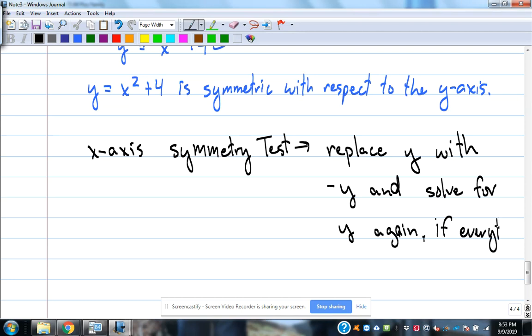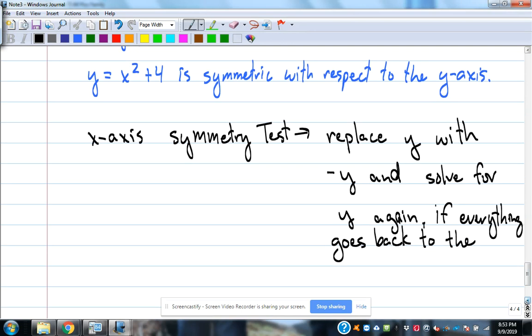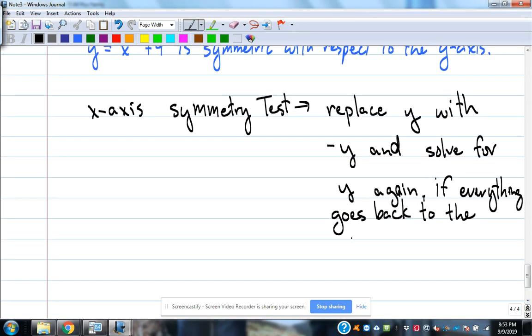Everything goes back to the original, or the same as the first. It is symmetric.